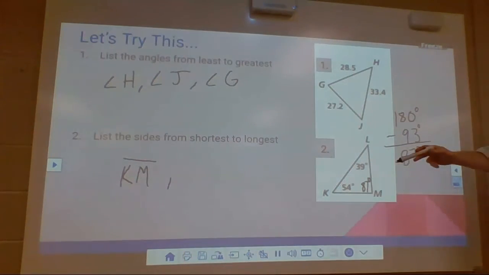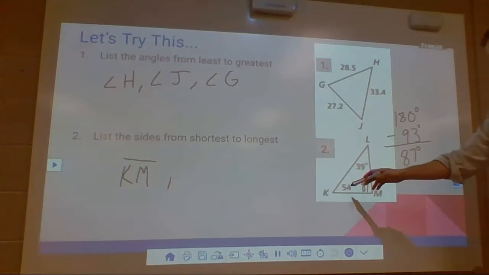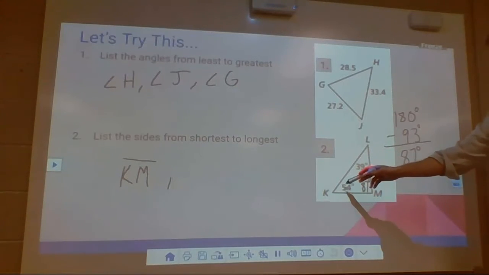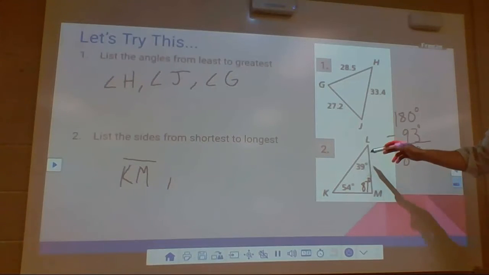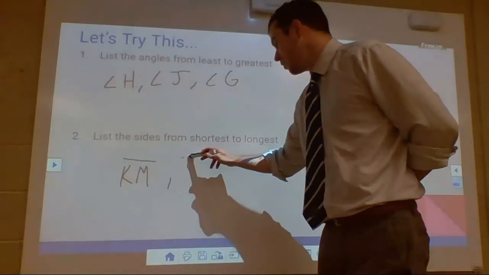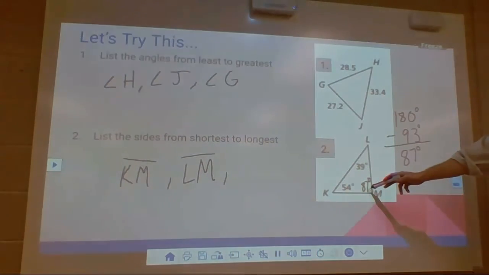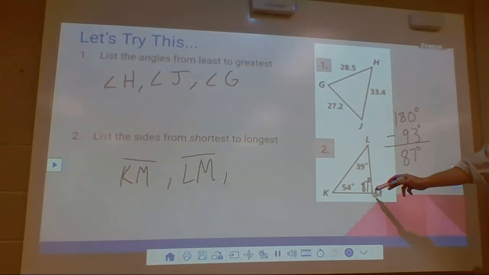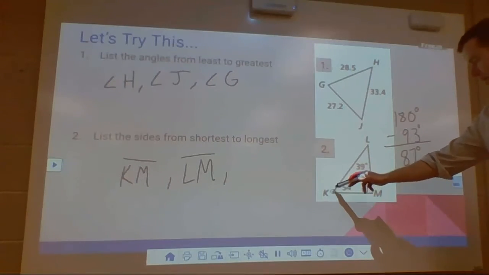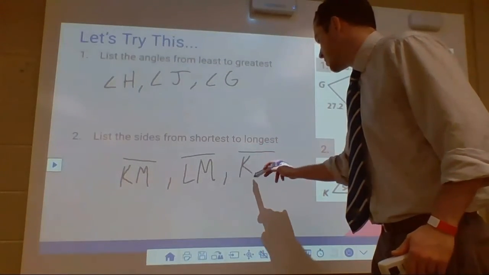And then I want to find the medium side. So the medium angle is angle K. 54 is greater than 39 but less than 87. So angle K is going to be the medium angle. Opposite of angle K is going to be side LM. So across from K is side LM. And then angle M is the largest angle. Opposite of angle M is side KL. So that's our largest side, side KL.